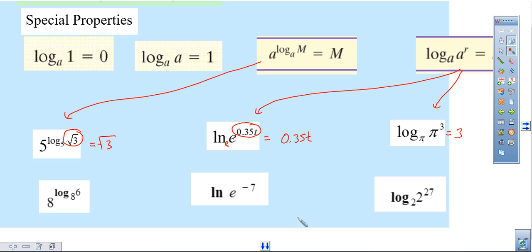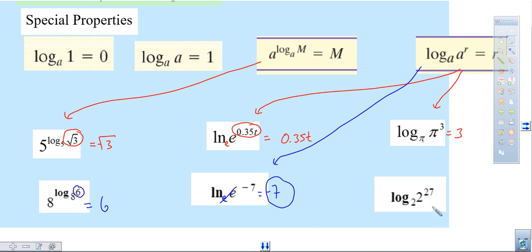You have a couple down here. If you want to hit pause and answer the three bottom ones on your own, we'll come back and look at them together. On this one, my bases are the same, so my answer is going to be 6, my argument. I have an understood base of e, so my base and my argument are the same, so I drop those essentially, and I get -7. Same thing here, my base and my argument are the same, so I drop those, and my answer is 27.